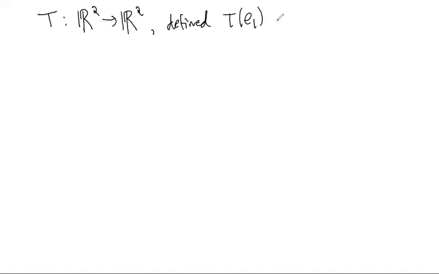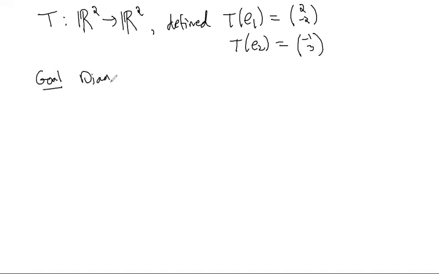We're given a linear transformation from R2 to R2, and it's defined by what it does to two vectors, E1 and E2. So T of E1 is (2, -2), and T of E2 is (-1, 3). Okay, and our goal is to diagonalize T.